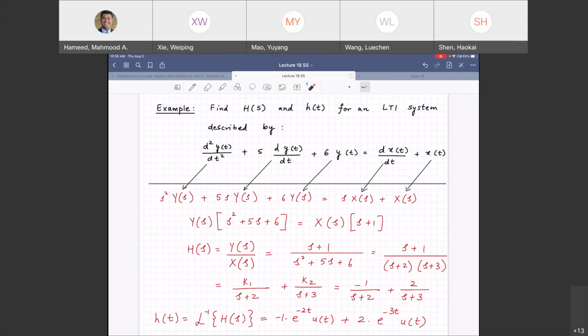Questions about this example? Given an ordinary differential equation, given the input-output relationship, how do you find H(s), the transfer function? How do you find the impulse response? Once you find the impulse response or the transfer function, you can go anywhere. You can find outputs to any given new input. You can find the step response. You can do everything that you could ever possibly do with that LTI system.